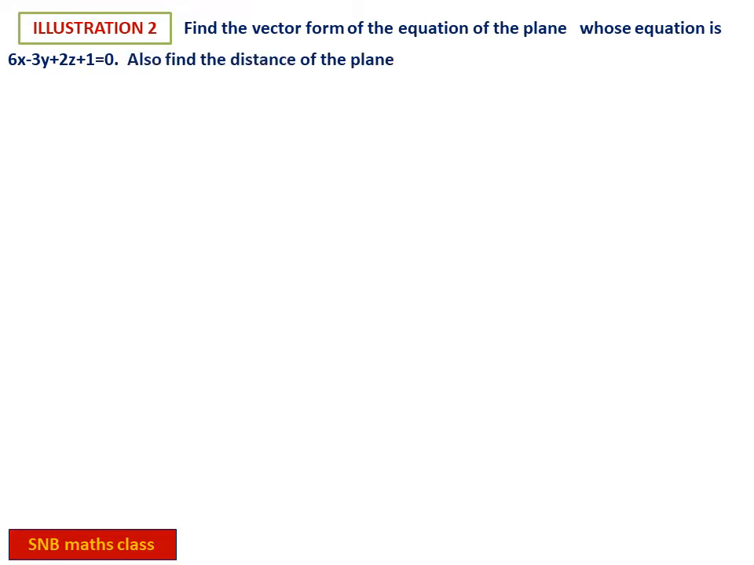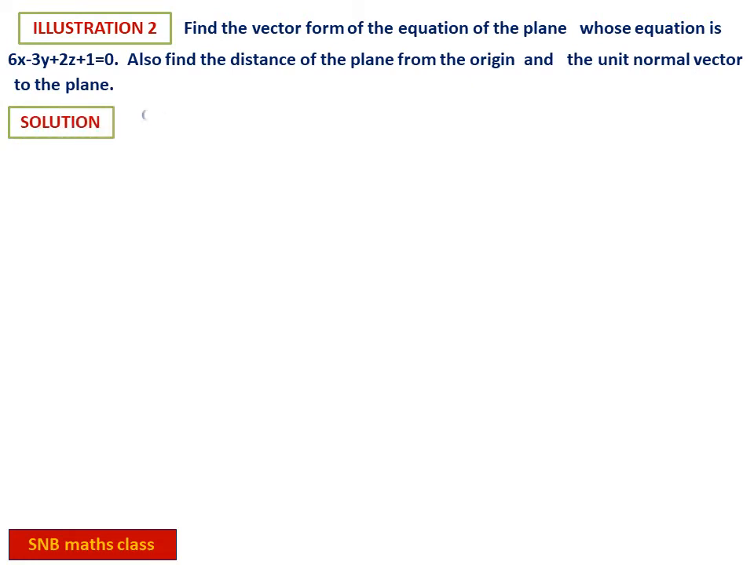Also find the distance of the plane from the origin. So these are the two things. That means the given equation is in Cartesian form, which we have to convert into vector form. Then we have to find the distance from the origin also. And one more thing, the unit normal to the plane. So let us do it.